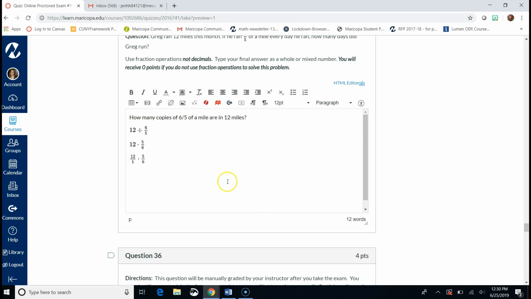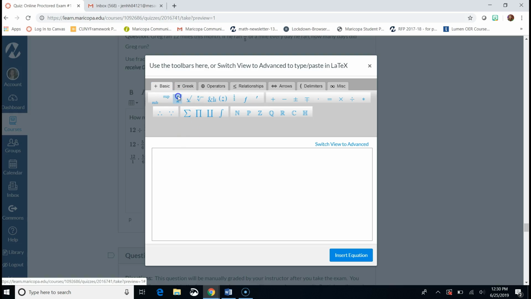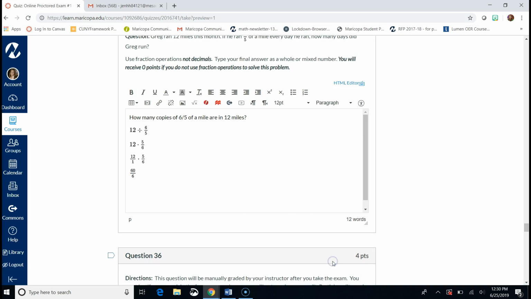Now you have some options here. You can divide out common factors. I see that 12 and 6 share a common factor of 6. You can also just multiply straight across and then simplify. That's what I'm going to do. So I'm going to multiply my numerators, and 12 times 5 is going to give me 60. In my denominator, 1 times 6 is going to give me 60/6. I'm going to press enter, and then I'm just going to press equals because I'm done now. So that's a final answer of 10.